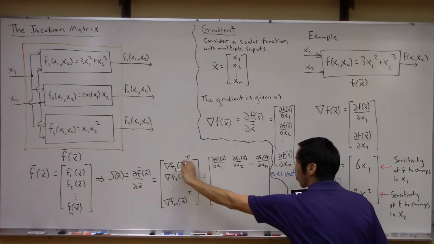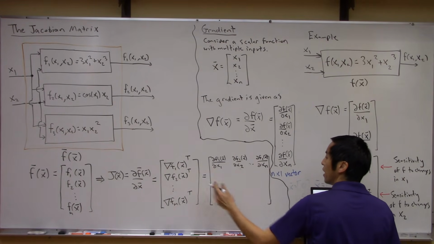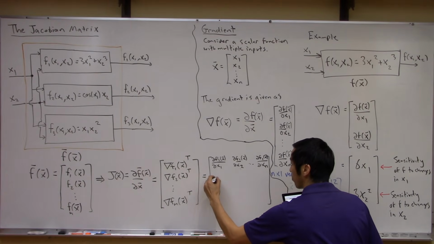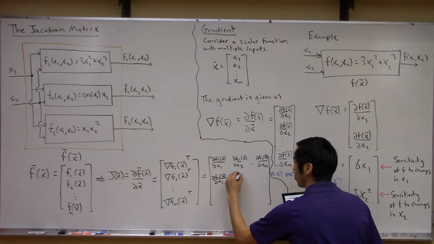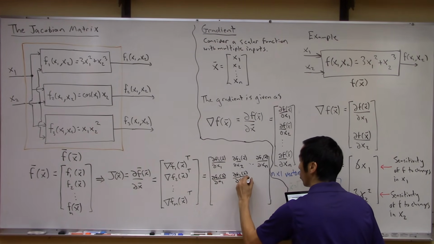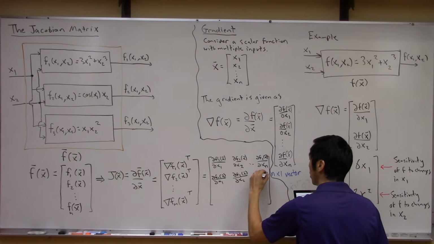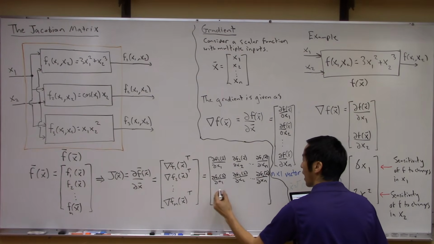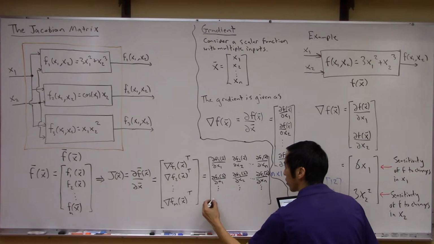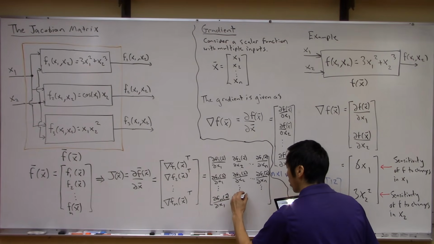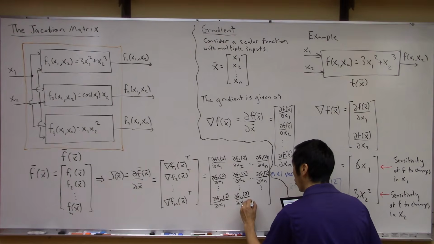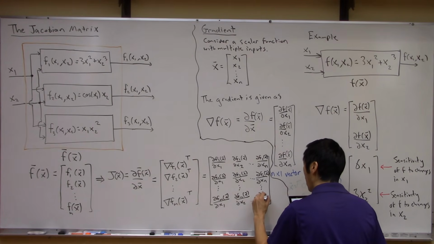That's the first row. It's just the gradient of f1 knocked over on its side. The second is similar: partial of f2 with respect to x1, partial of f2 with respect to x2, all the way down to partial of f2 with respect to xn. And you repeat this all the way down to the last row, which is partial of fm with respect to x1, partial of fm with respect to x2, all the way down to partial of fm with respect to xn.